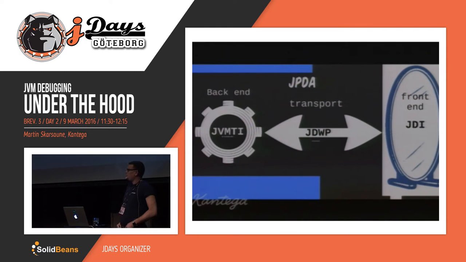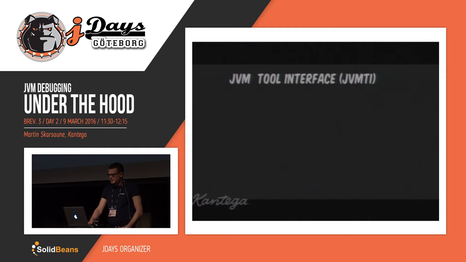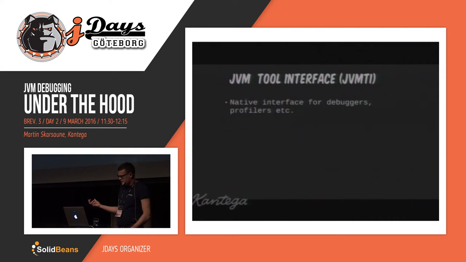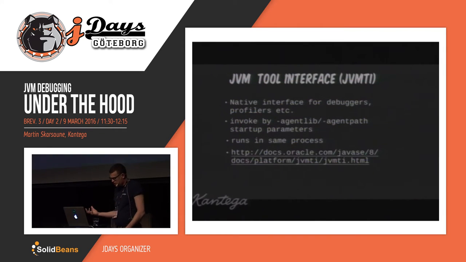Overall, debugging in Java is implemented by something called the Java Platform Debug Architecture, which is based on several parts. We have the backend, which uses what's called the JVM Tool Interface. This is a native interface that you can hook into a JVM, typically by a command line parameter to inject an agent. This then runs inside the JVM itself. If you want to do some really heavy magic stuff, this is where I do it. I'll not cover this today.